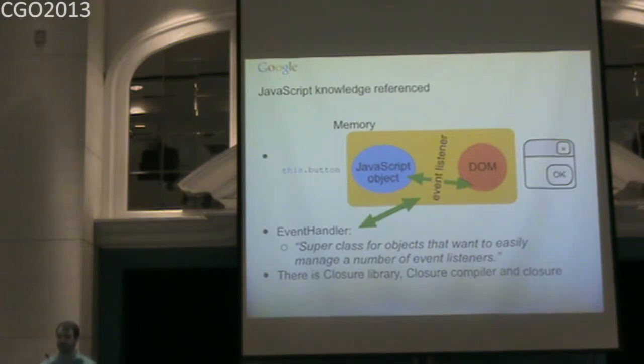And then in Closure, we have event handler. Now, as per the documentation, an event handler is a superclass for objects that want to easily manage a number of event listeners. So this is a way of, you have a dialog box. This dialog box consists of buttons, text fields, checkboxes, whatever. An event handler is a way with which you can easily activate and deactivate these event listeners in this event.